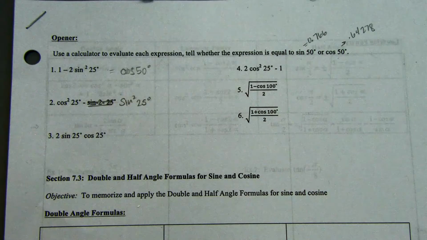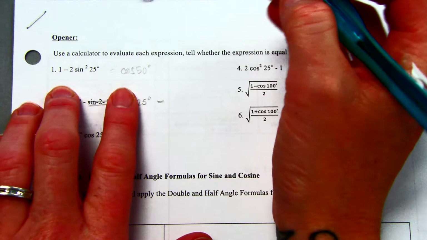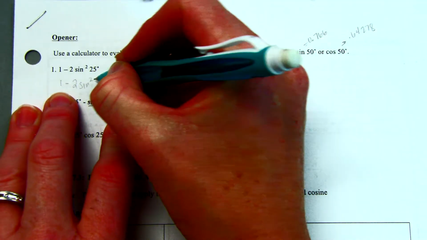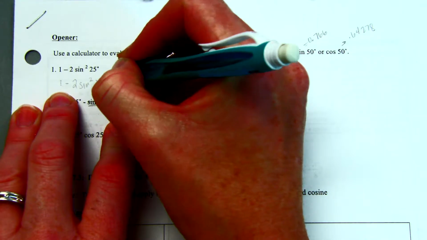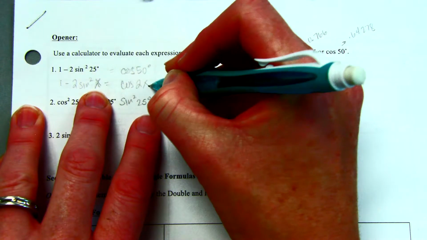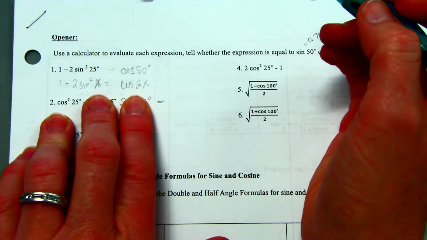Okay, how about for number 2? Okay, so before we do that, I want you to pay attention here. So this is saying 1 minus 2 sine squared of, say, x is equal to the cosine of 2x. This is a formula that we're going to talk about today. It's a double angle formula for cosine.